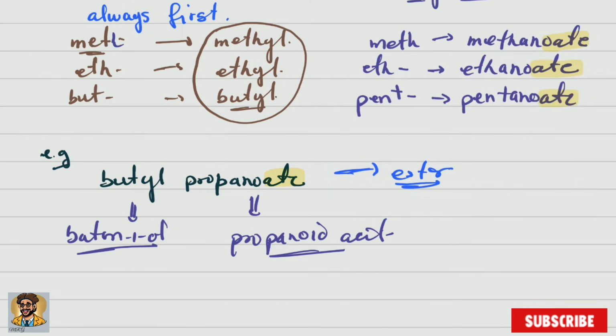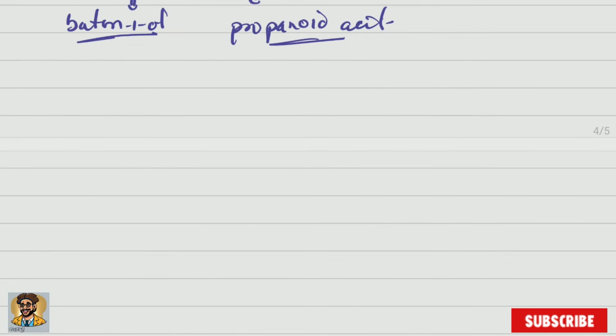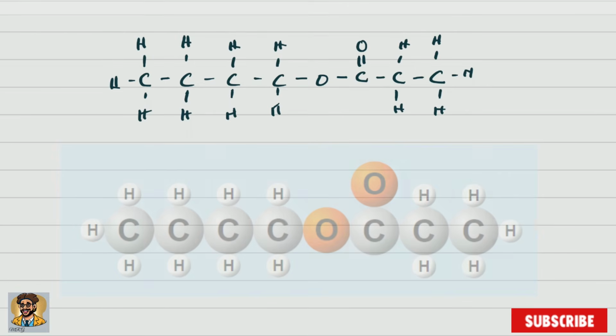Okay, so writing the names, coming from the name and knowing what was the alcohol and what was the acid is easy. It's really easy. Now, what if we have the structural formula? How to know which one is from the alcohol and which one is from the carboxylic acid? That is also easy. So let's see this example.